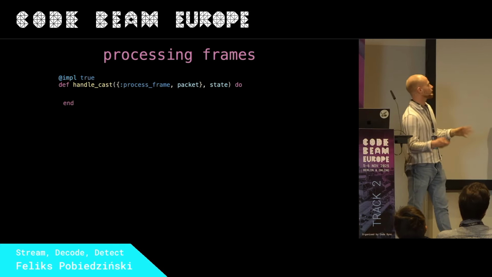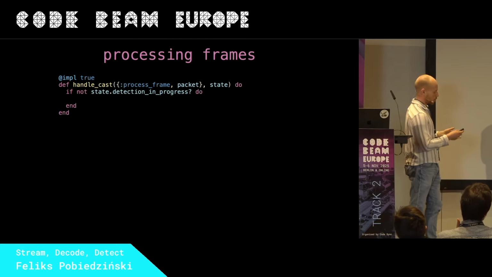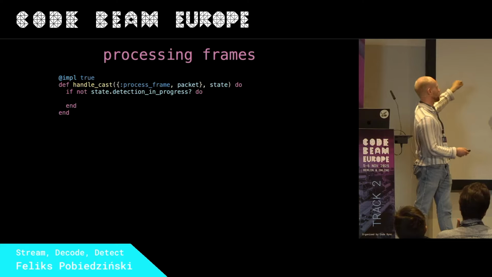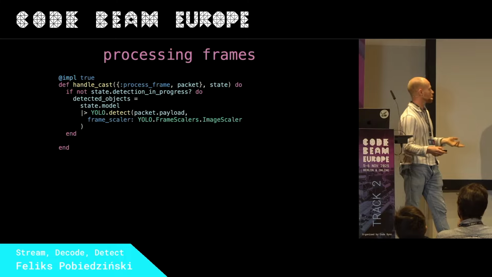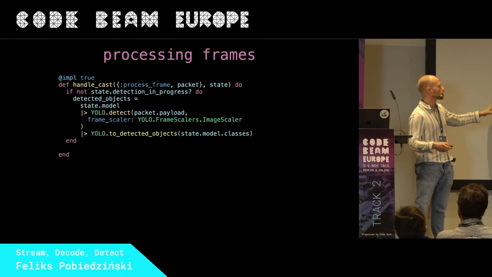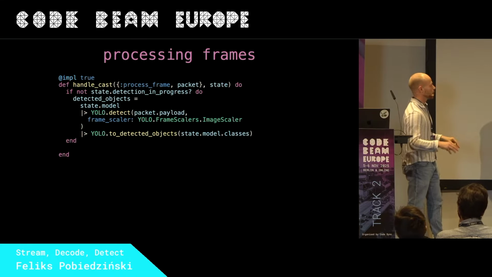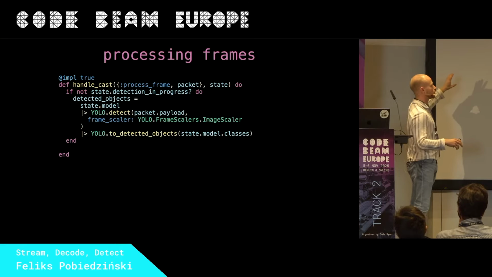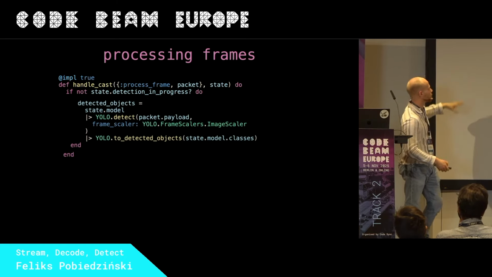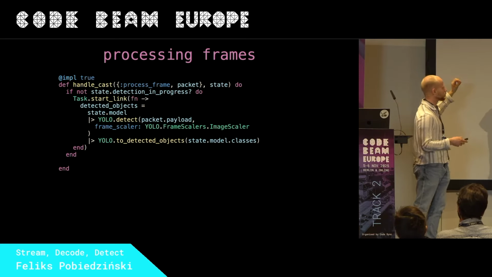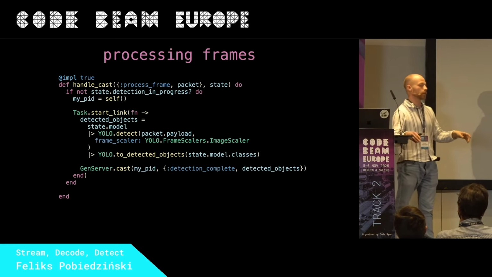And now let's handle the case where the current packet is the first packet in the cycle. So it means we want to run model prediction on this frame that has just arrived. To do it, I will call the YOLO detect function and YOLO to detected objects, which will take the model output and convert it into a more human readable format. Because, as I said earlier, I want to perform model prediction in a helper process, I will wrap this piece of code with Task start link. And when the prediction is completed, the helper process will notify the GenServer about its results.